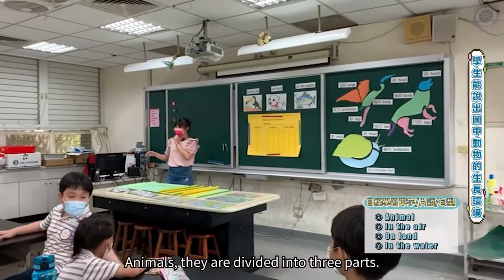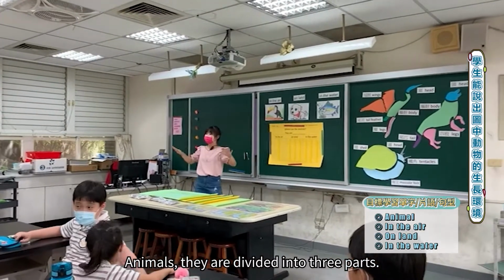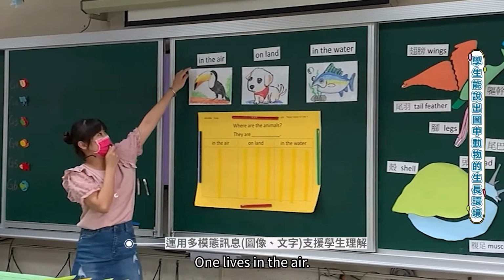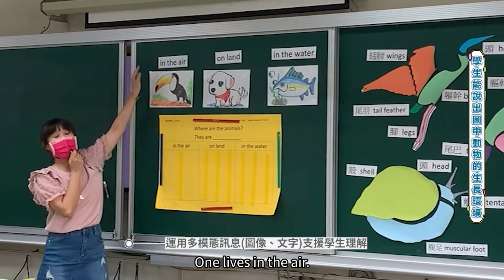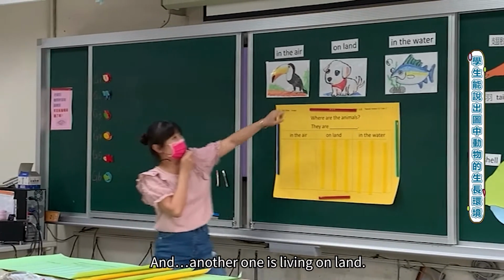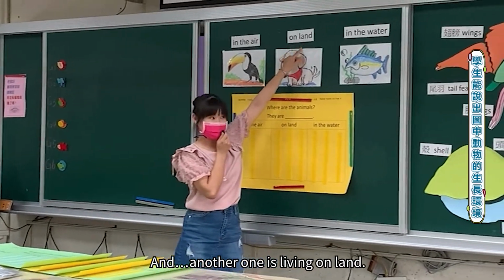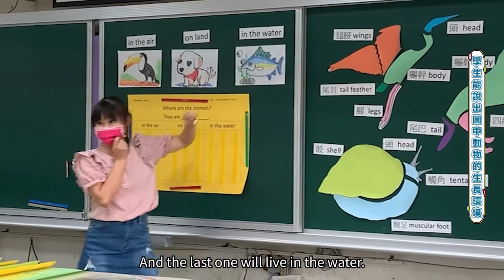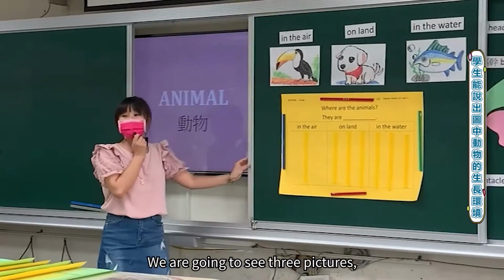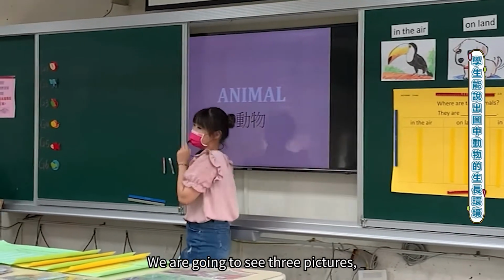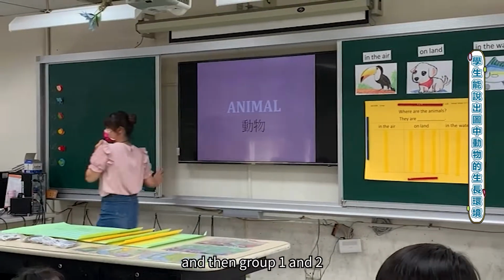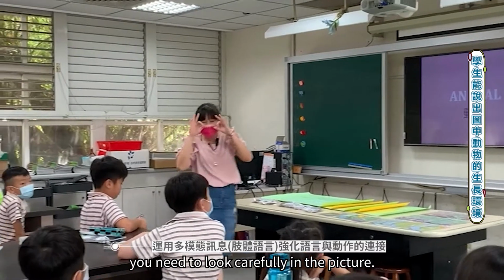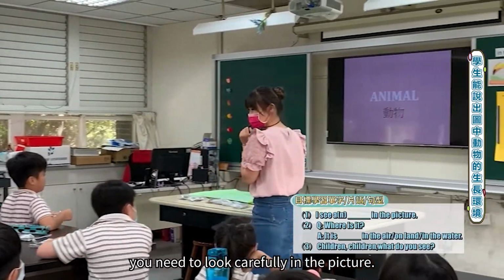Animals are divided into three groups. One lives in the air, another lives on land, and the last lives in the water. We are going to see three pictures.